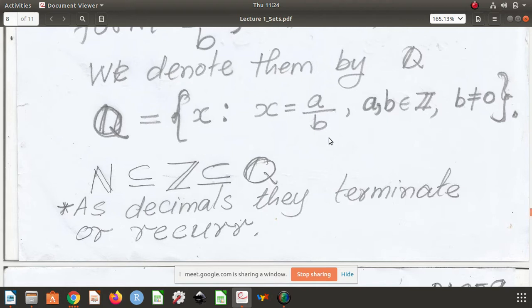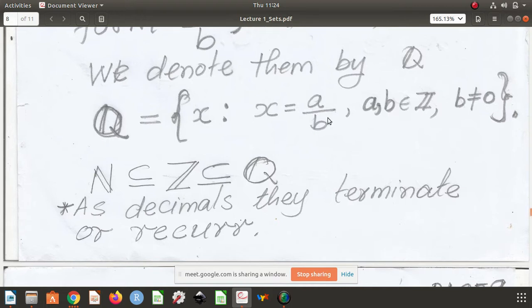Does that make sense? Yes, it does. Okay, so far you will have noticed that the natural numbers are a subset of the set of integers, and the set of integers is also a subset of the set of rational numbers. So integers are also rational numbers because any integer can be written as a fraction. For instance, if I pick 4, I can write it as what? 16 over 4, right?